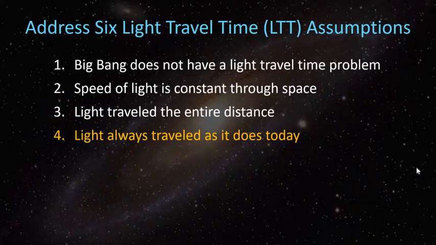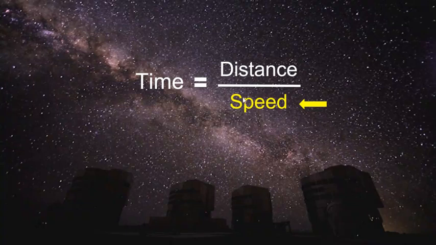The fourth light travel time assumption is that light always traveled as it does today. We're going to address the speed issue.